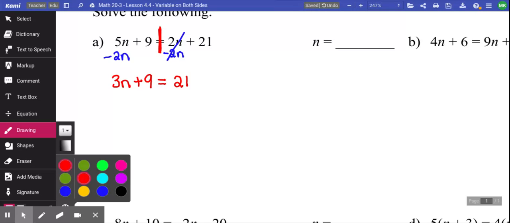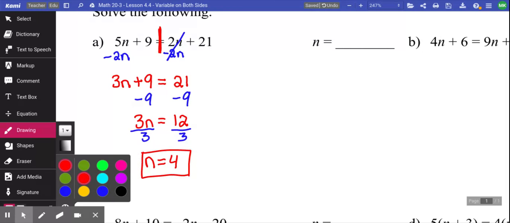So we moved the 2n over, so now it's a basic question again, where we only have to move the 9 and then move the 3. We move the 9 first by subtracting 9 from both sides. That gives me 3n equals 12. Divide both sides by 3 to get rid of that 3. And that's n equals 4. So like I said, honestly, it's not going to be that bad. We just need to know how to adjust things.